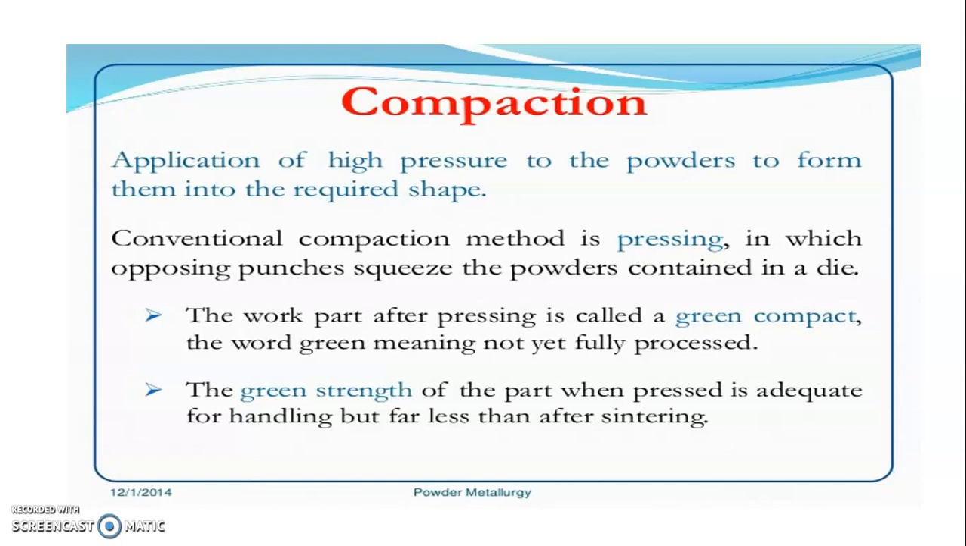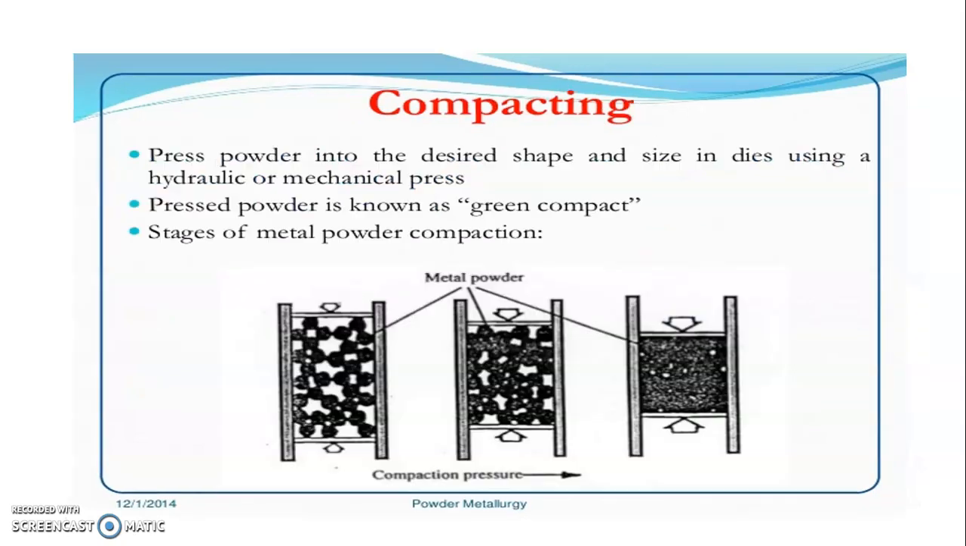The green strength of the part when pressed is adequate for handling, but far less than after sintering. Here you can see the metal. Initially, the right direction shows the compaction of the part under pressure. Due to the pressure, we make the compact. Powder is pressed into the desired shape and size in dies using a hydraulic or mechanical press. Pressed powder is known as the green compact. Here the various stages are explained.